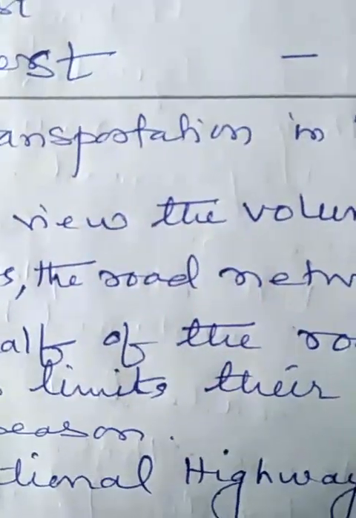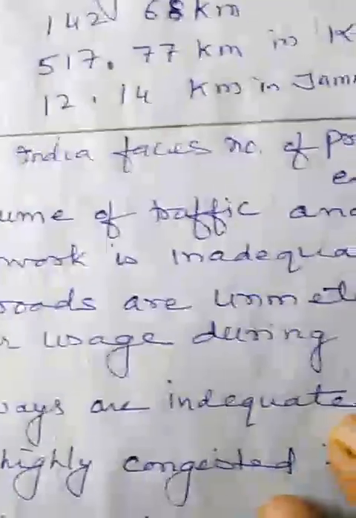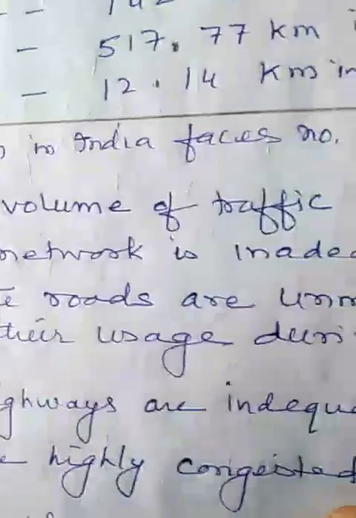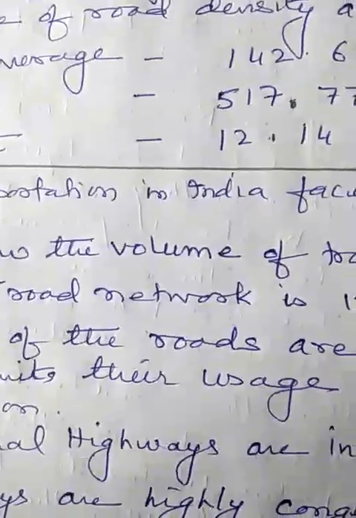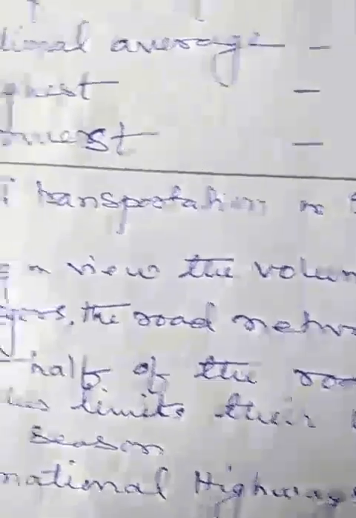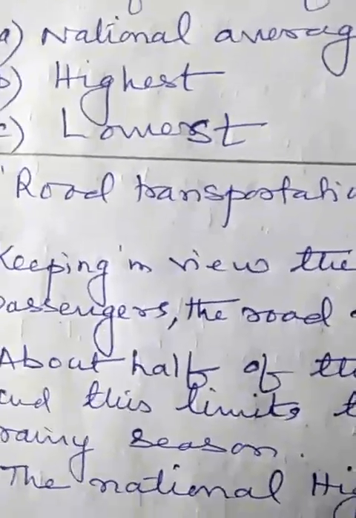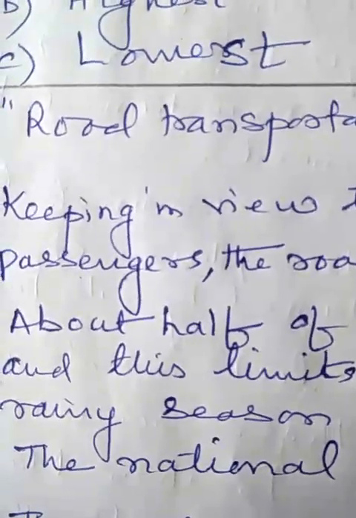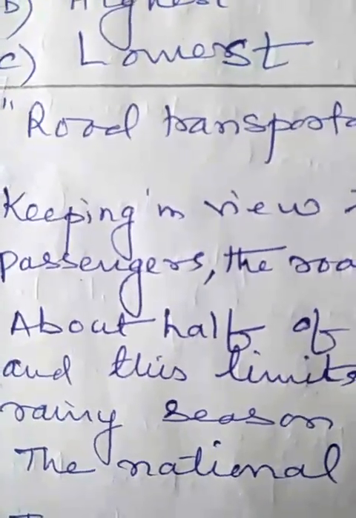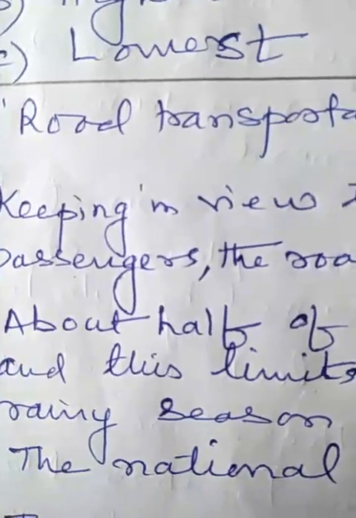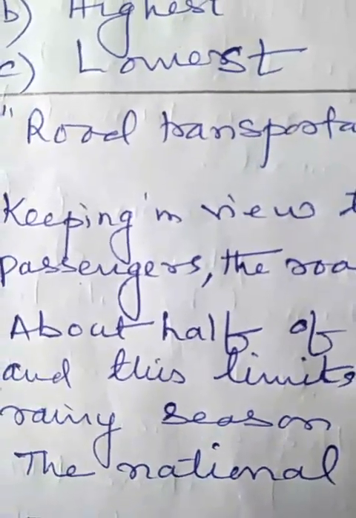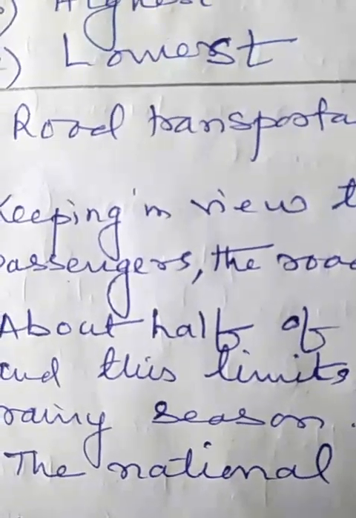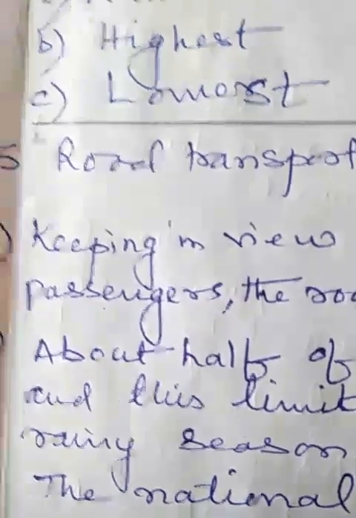Keeping in view the volume of traffic and passengers, the road network is inadequate. Very little road is there in comparison to the number of passengers as well as vehicles, because the number of vehicles has increased. Years ago Ranchi had only 5 cars. Now in 2020, more than 1 lakh cars are there in the whole Ranchi district.